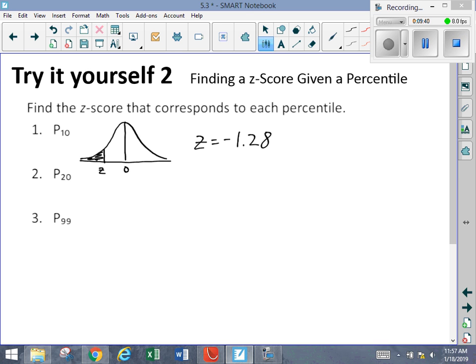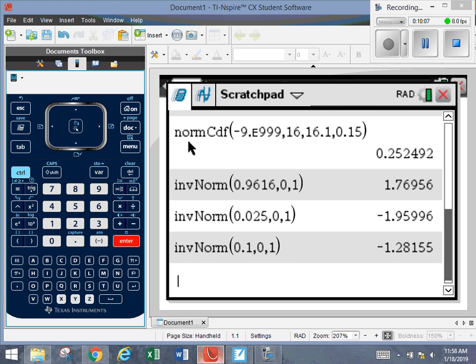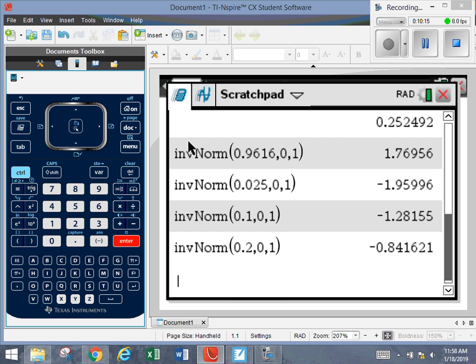For this one at 20, the picture would look something like, I don't know, something like that maybe. A little more. What I gotta do, let's go to my calculator, and I'll just change that to 0.2. I get negative 0.84.